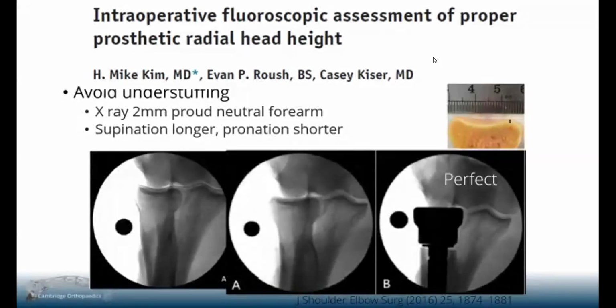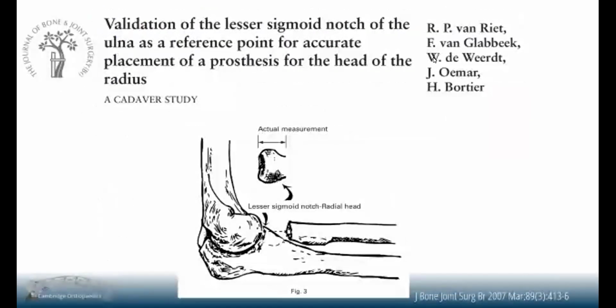This study is putting a little metal marker where the cartilage would run and suggesting that this would be the perfect intraoperative radiograph to show you height of your radial head. It also explains why it always looks a little wider than you expect. The capitellum sits in the cup of the radial head, and the radial head is not a perfect circle. It has a different anterior, posterior, medial, lateral diameter.